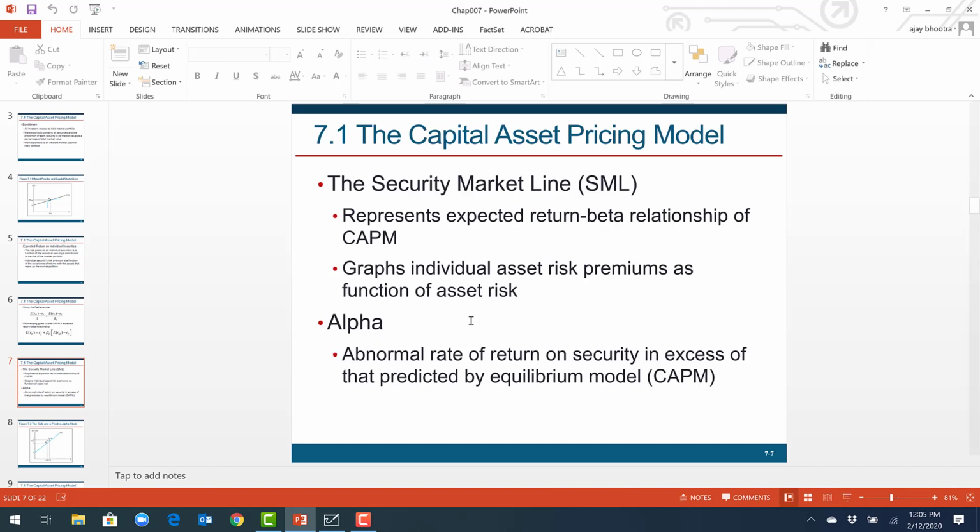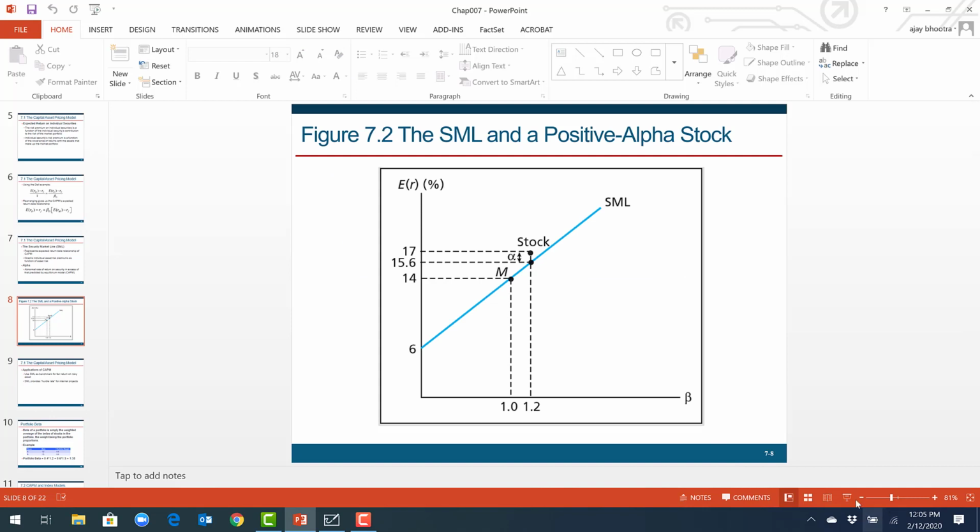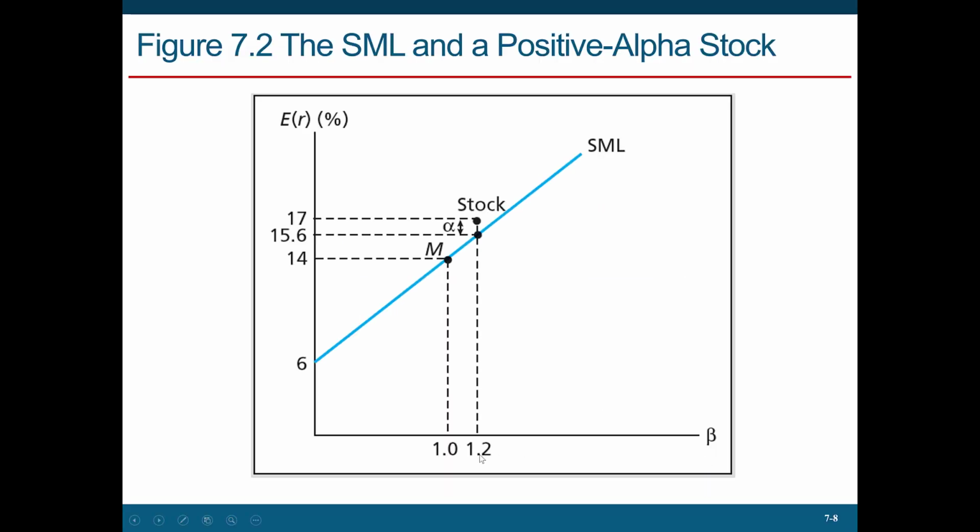So again, going back to our example of this security with the beta of 1.2, right? Given the beta of 1.2, what does CAPM tell us? That this security should have a return of 15.6%. That is what we can expect, right? So its beta is more than that of the market, right? Market beta is 1. It is riskier than the market, and therefore its corresponding return is also proportionately higher than the market.